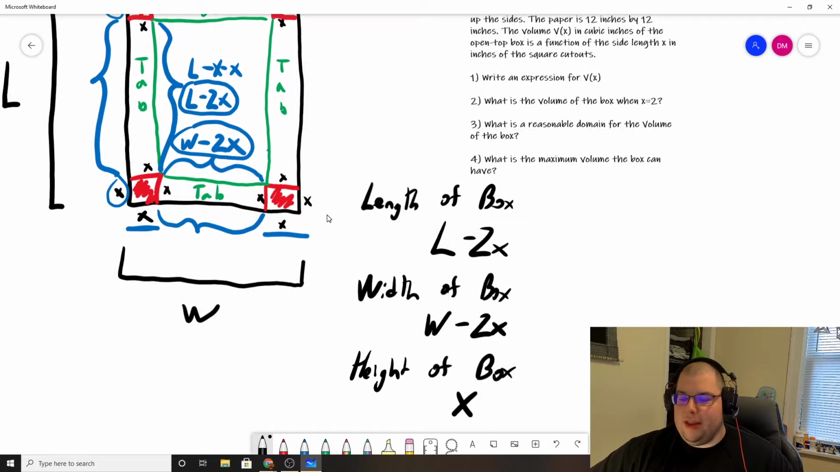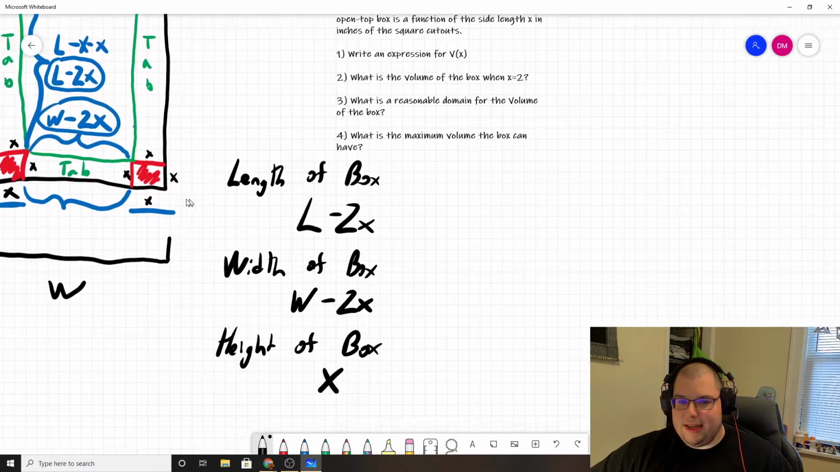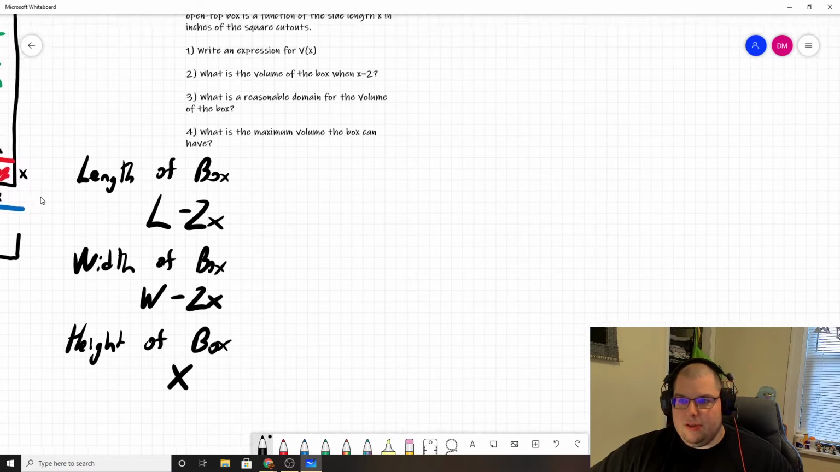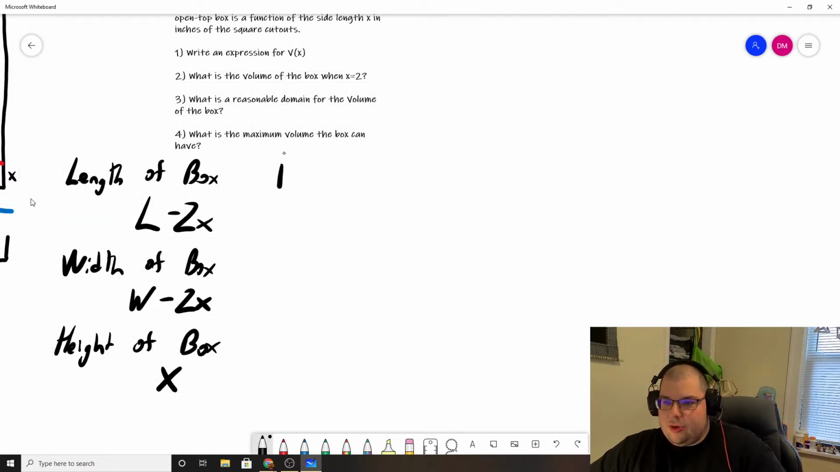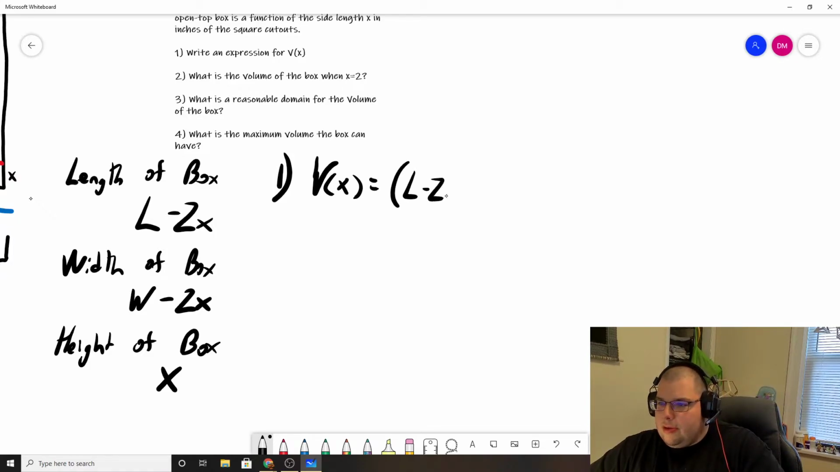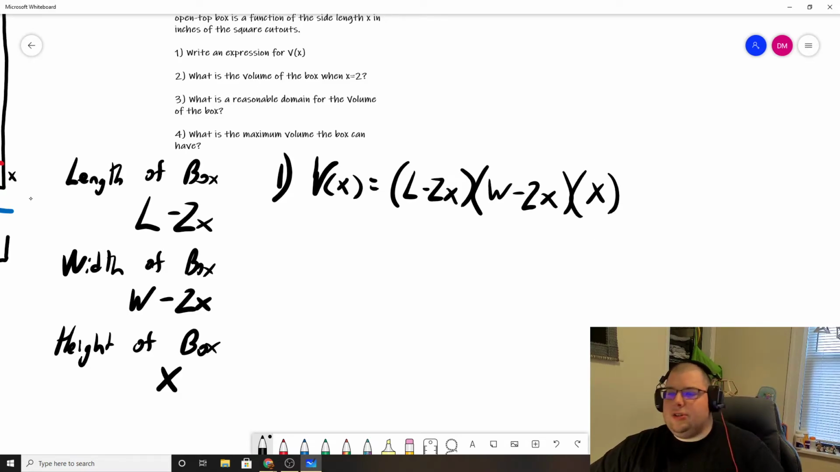So now those three things together, length times width times height, are all going to give me the volume of the box. And that answers question 1. Volume in terms of x is equal to the length of the box, L minus 2x, times the width of the box, W minus 2x, times the height of the box, which is just x. And that's all in terms of L, the original length of the sheet of paper, W, the original width of the sheet of paper, and then x, whatever the cutout is.